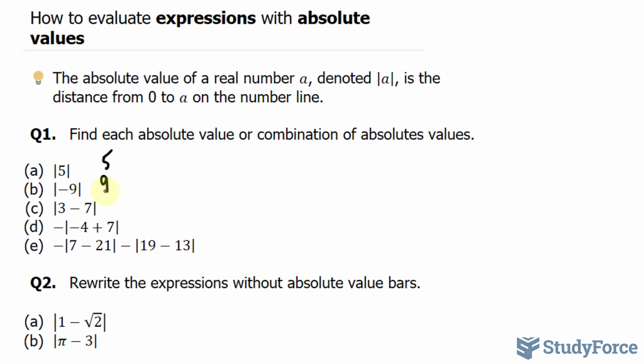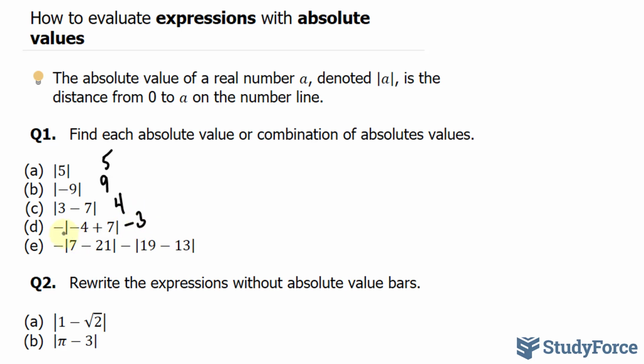Next, we have the absolute of 3 minus 7. You want to treat these absolute bars for expressions with 2 or more terms just as you would treat brackets. So let's evaluate what's inside here. We have 3 minus 7, that's negative 4, and the absolute value of negative 4 is positive 4. Once again, minus 4 plus 7 is positive 3. With this negative on the outside, we have our answer as negative 3.